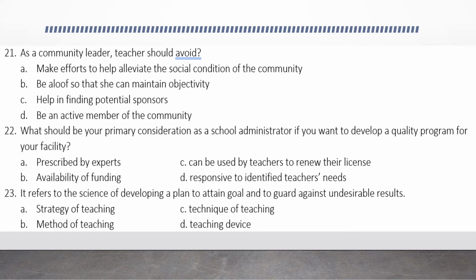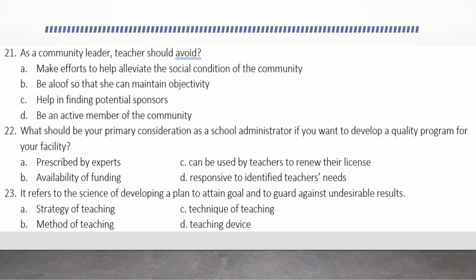Being aloof, meaning you refuse to connect with the people in the community, or you refuse to build relationship with your colleagues or with the people or with the stakeholders in the community. So letter B is the correct answer. You should avoid this one if you wanted to become a community leader.